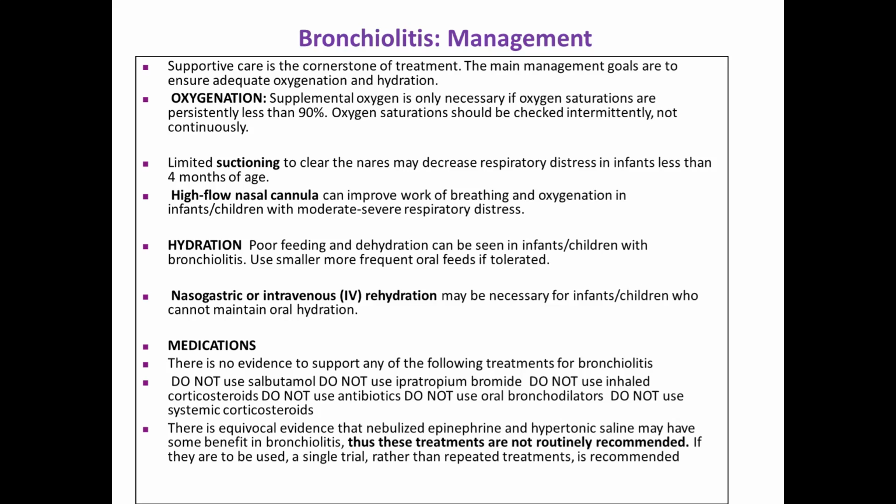And in terms of the medications, unfortunately, there is not much that we can offer. There is no evidence to support any of the following treatments for bronchiolitis. Ventolin, we can try, but if it does not work, do not continue. Atrovent is not recommended. Steroids are not recommended. Antibiotics are not recommended. So treatment is primarily supportive, and hopefully in a few days, they will write it out.